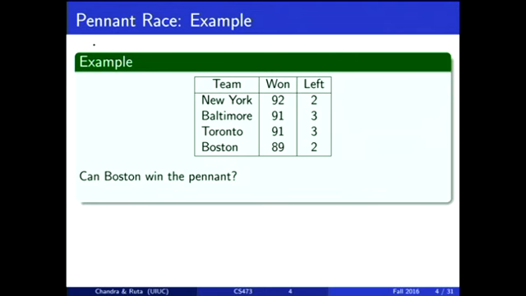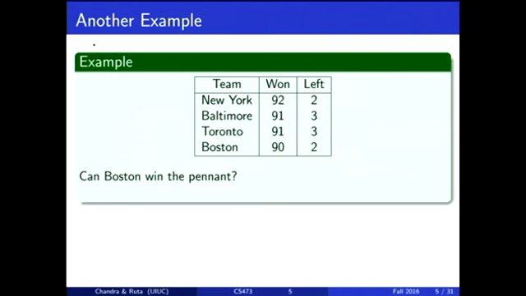Well, winning the pennant means, in this case it's clear. Why? Because even if it wins both games, it'll get 91 while the Yankees already have 92. So it's obvious in this case. But what if you had this picture? Now, winning the pennant means it reaches the top. What if Boston wins both games?